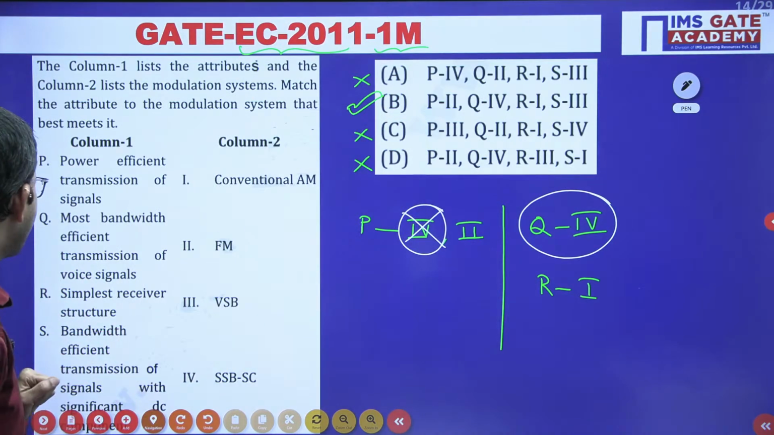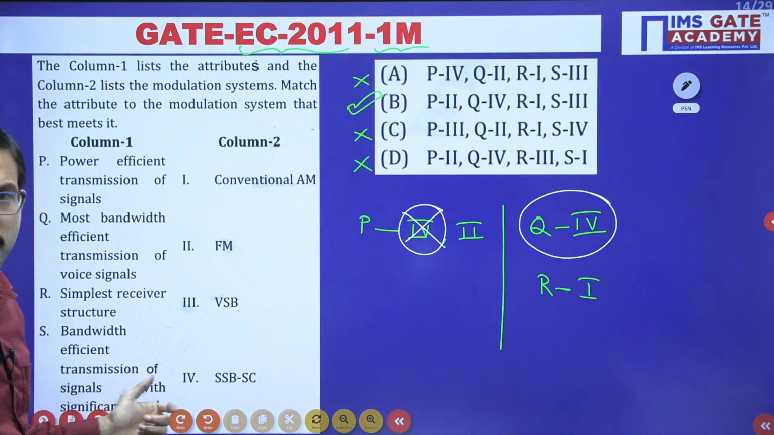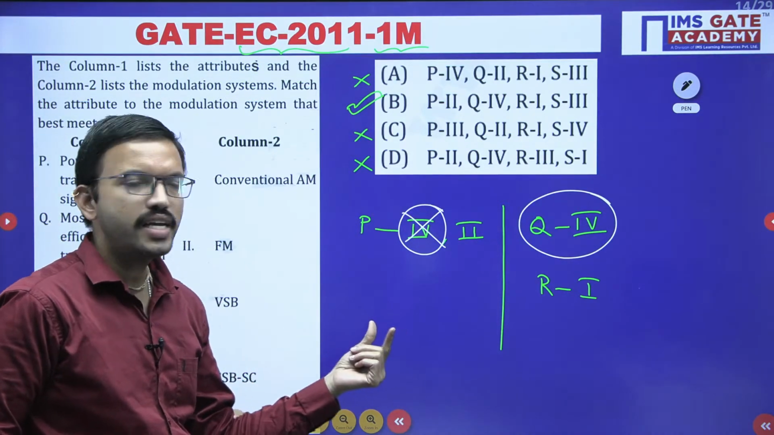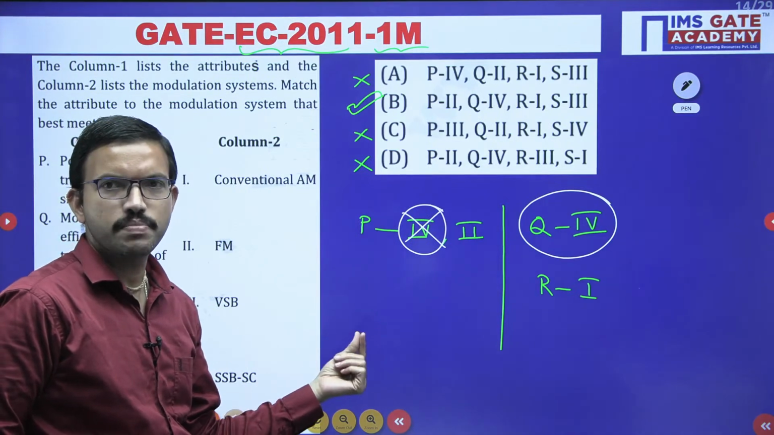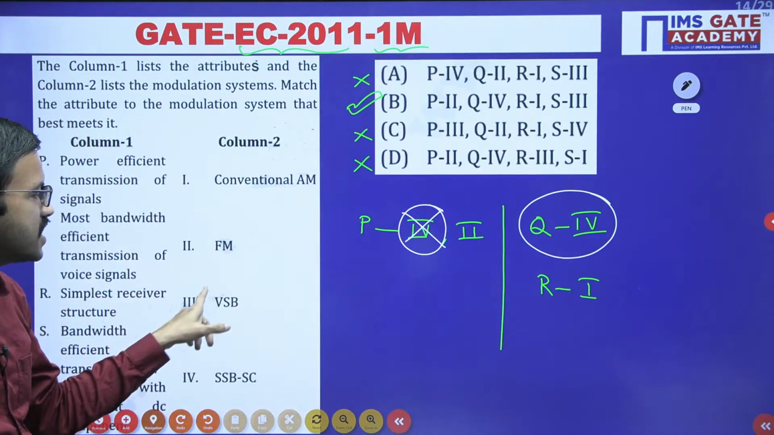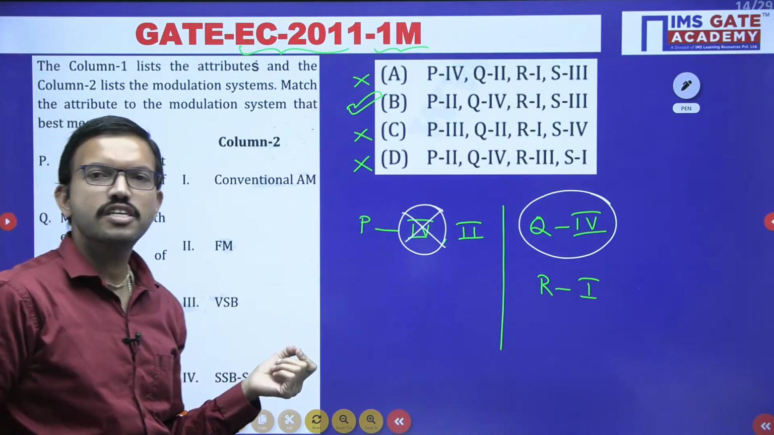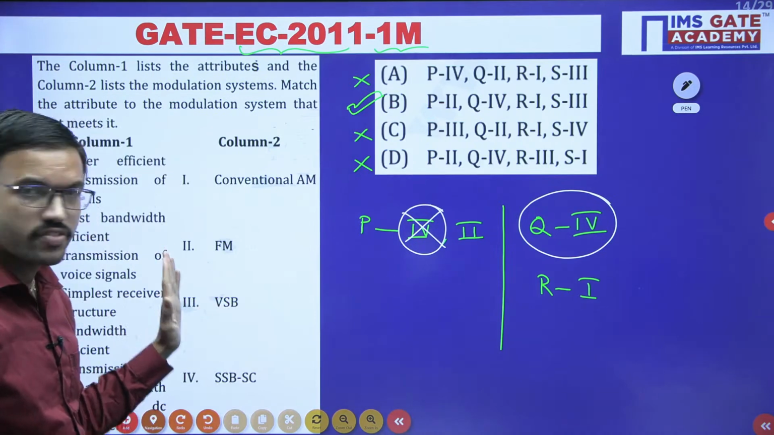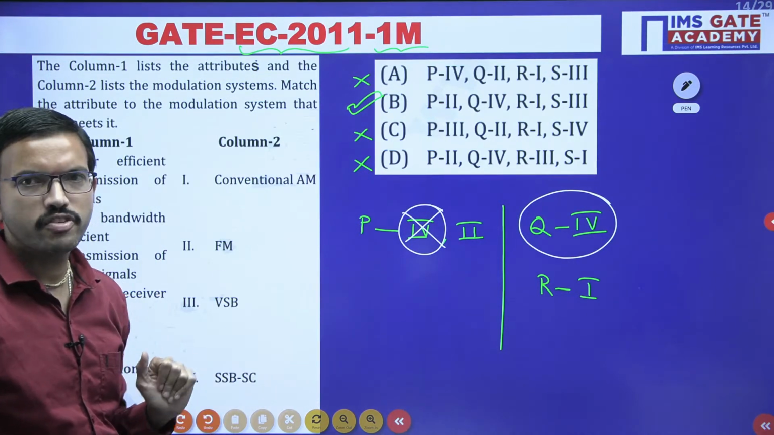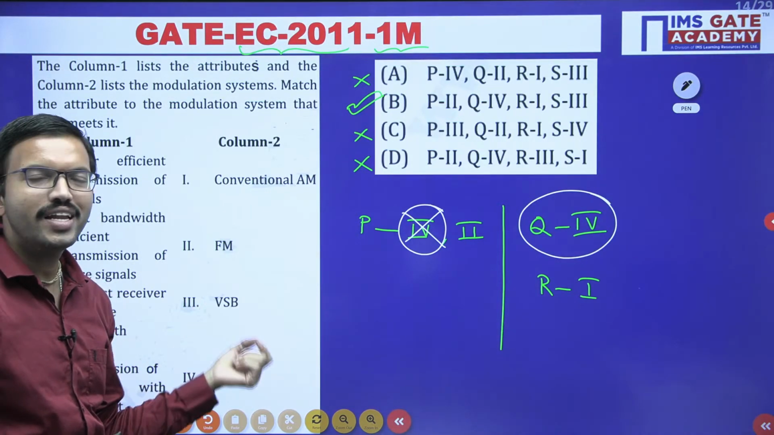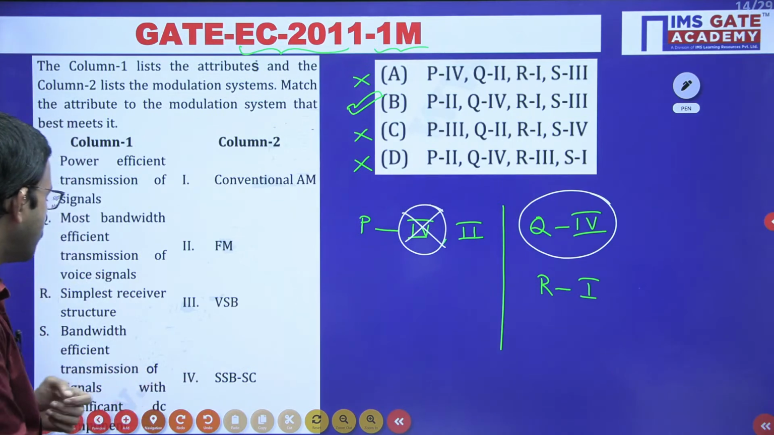Then bandwidth efficient transmission of signals with significant DC component. That means we are sending one sideband completely and part of the other sideband, right? So regarding that we will use VSB-SC, and even VSB-SC modulation we will use for transmission of video signal. Video signal starting frequency is 0 and maximum frequency is 4.5 MHz, right? So with respect to that sense also, if any signal has frequency 0, that is nothing but DC.